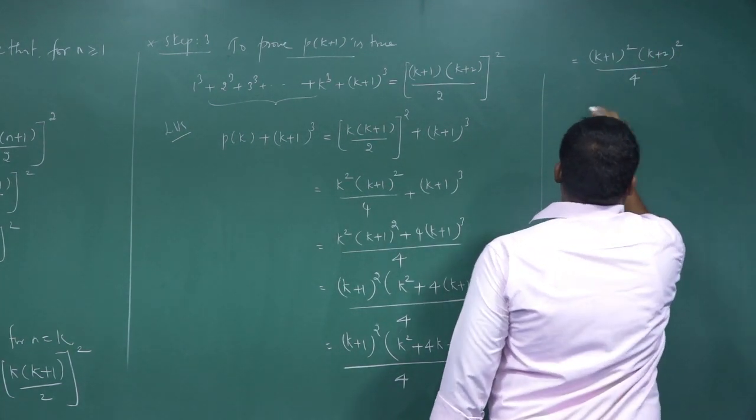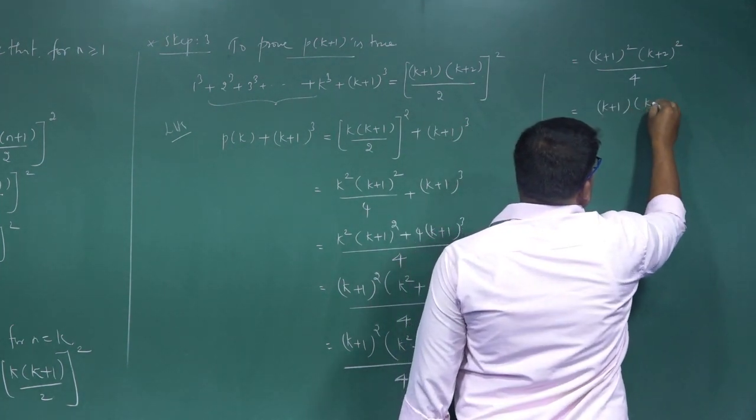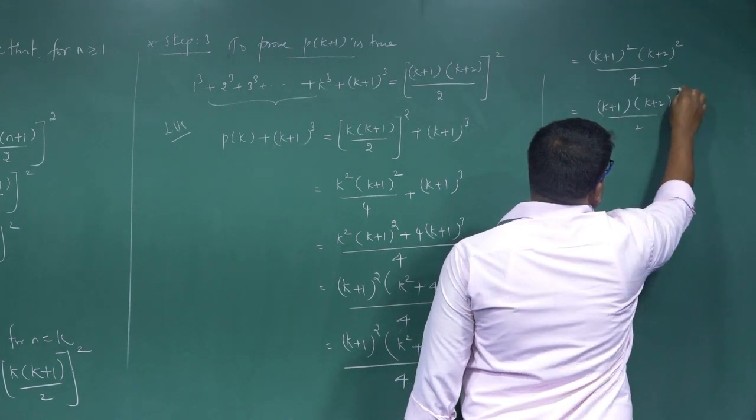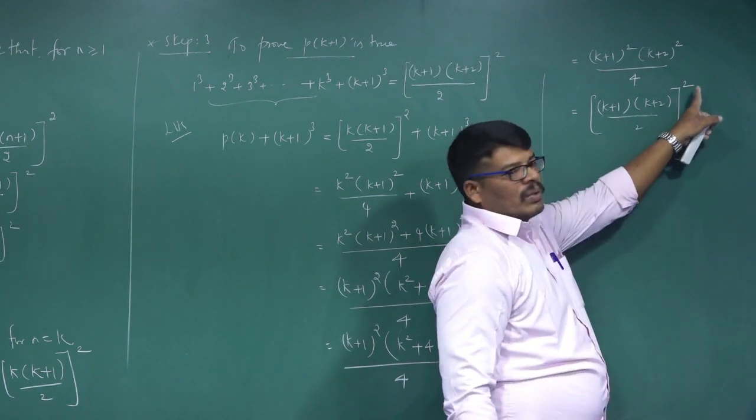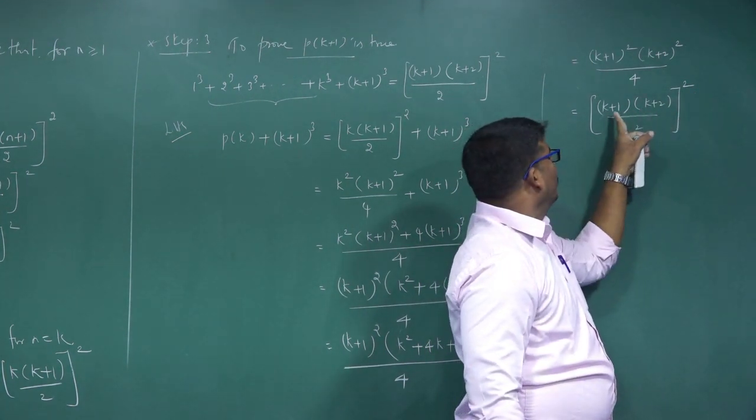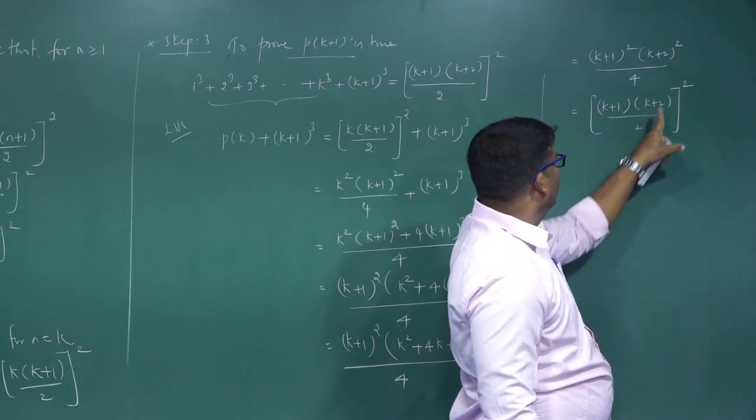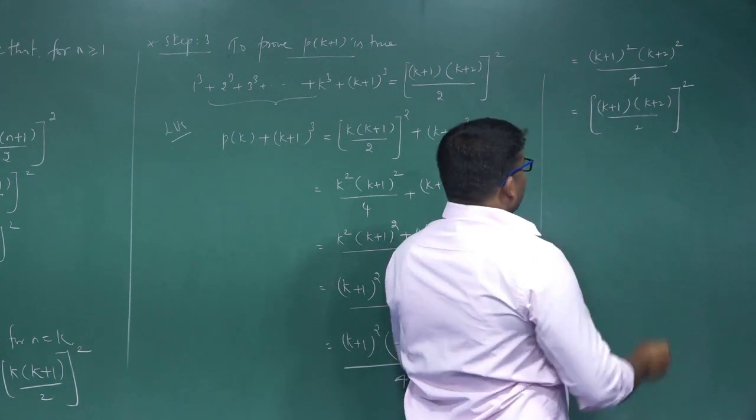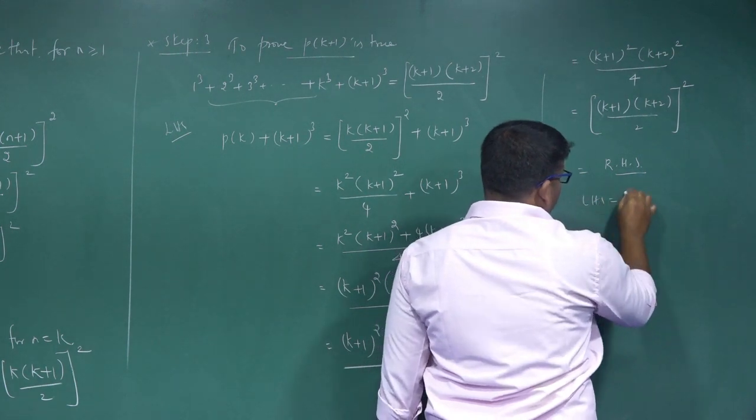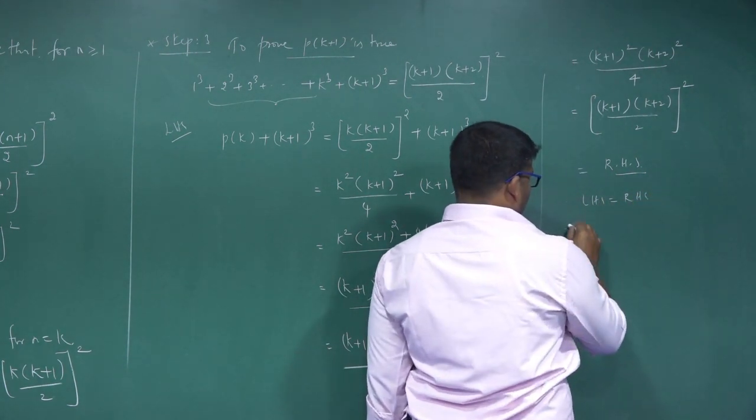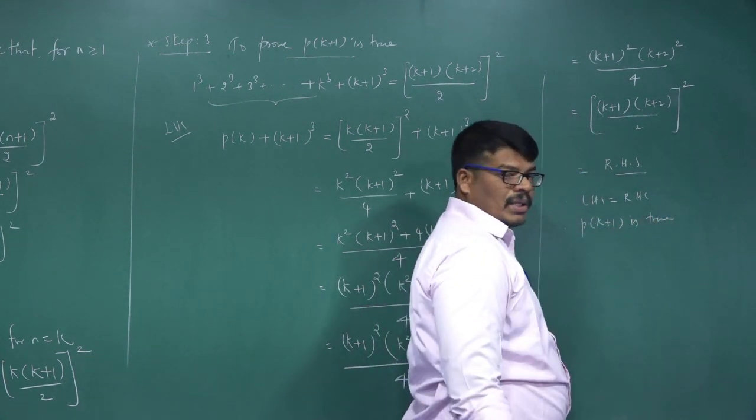Now writing k plus 1 into k plus 2 by 2 whole square, total whole square, that is k plus 1 whole square, k plus 2 whole square by 4. This k plus 1 into k plus 2 by 2 whole square is the right hand side. This is equal to RHS. So therefore LHS equal to RHS. Therefore P of k plus 1 is true.